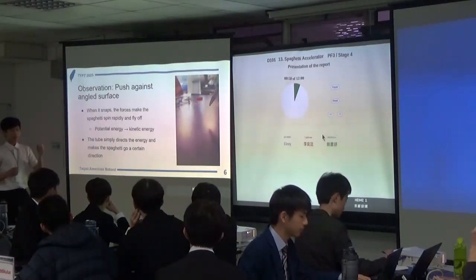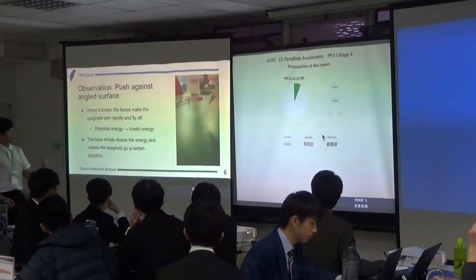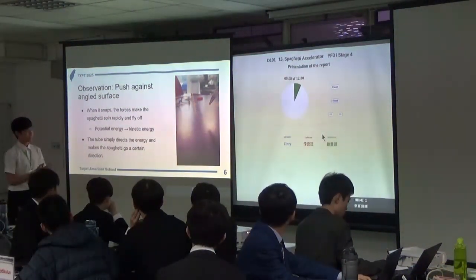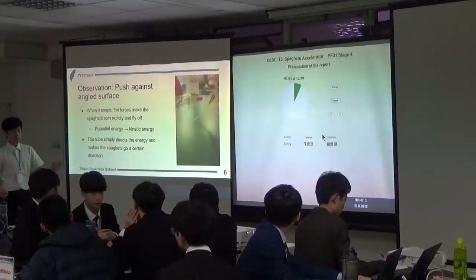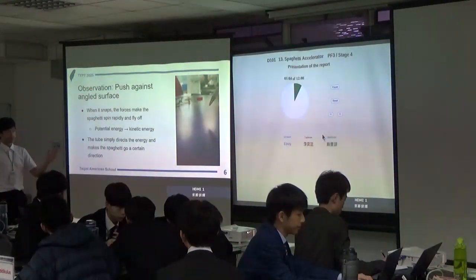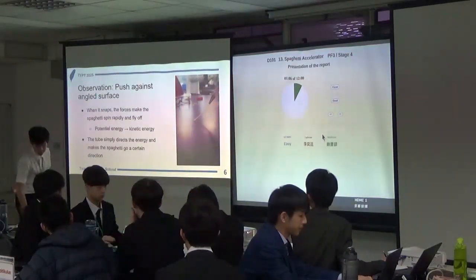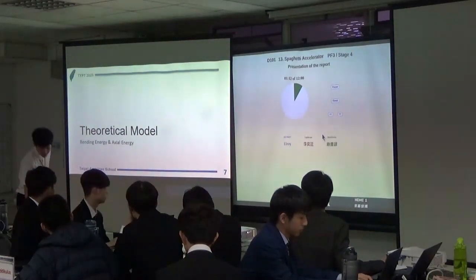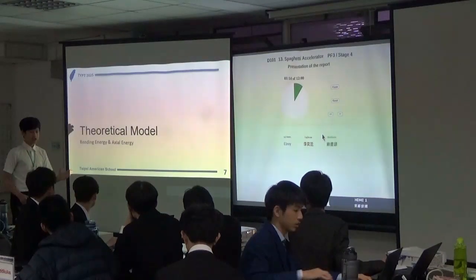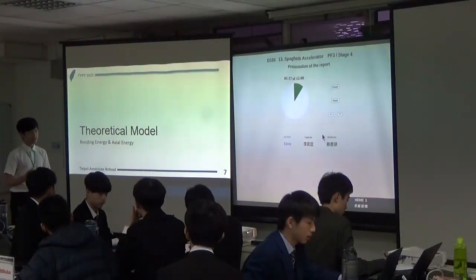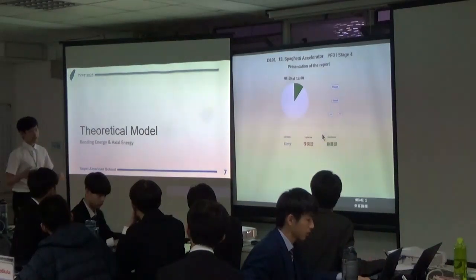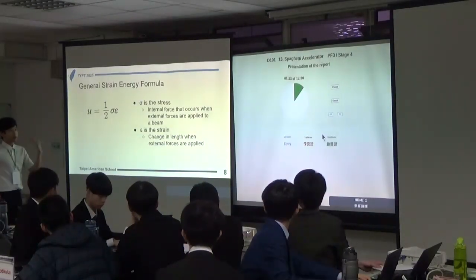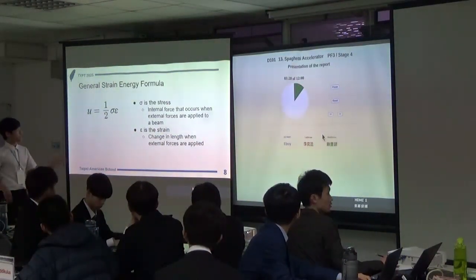So what happens when the spaghetti snaps is that the forces make the spaghetti spin and rapidly fly off, where potential energy, especially potential elastic energy, is converted to kinetic energy. Meanwhile, the tube is only there to simply direct the energy to make the spaghetti go in a certain direction. So now we're moving on to our theoretical models, where we have two theoretical models. The first is about bending energy and energy stored in the spaghetti while bending, and the second is about axial stress energy on the spaghetti, like going this way. Both of these models will aim to provide explanations for what's happening.